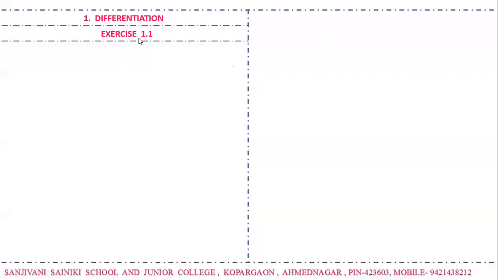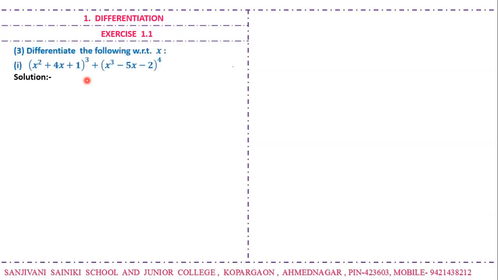Exercise 1.1 from the chapter Differentiation. In the third example, (x square plus 4x plus 1) bracket raised to 3 plus (x cube minus 5x minus 2) bracket raised to 4. We have to find the derivative of this function.